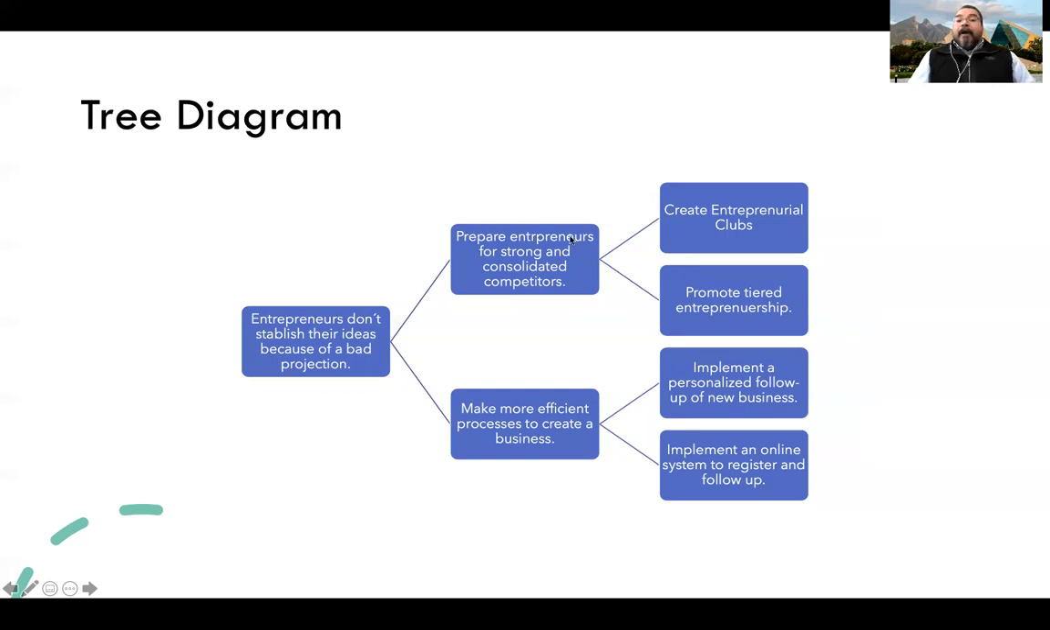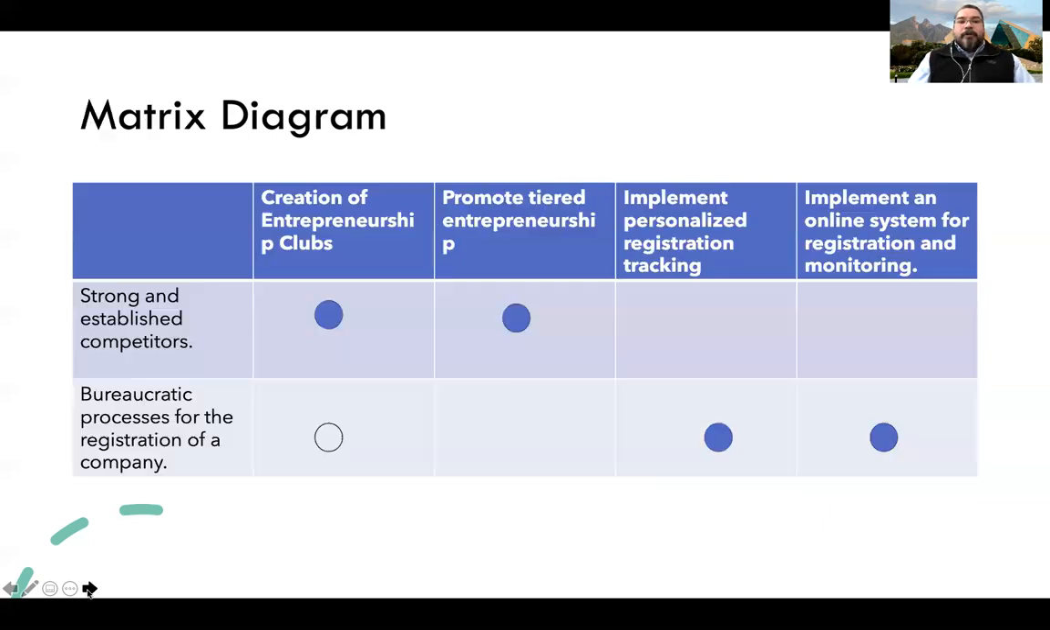And the next level of activities to prepare entrepreneurs for strong and consolidated competitors are to create entrepreneurial clubs and promote tiered entrepreneurship. To make more efficient processes to create business, we need to implement a personal follow-up of new business, and we need to implement an online system to register and follow up those ideas. This is our tree diagram, our main plan of our solution.